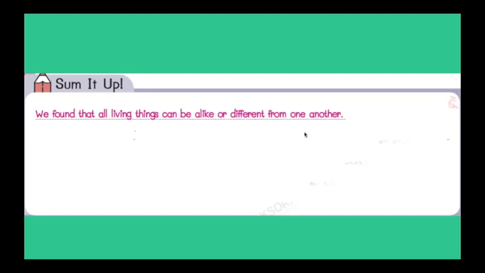What else did we find? We found that the same group of them has the same features. Grass and rose can produce their own food, but they cannot change place by themselves, right? For example, ant and dog cannot produce their own food, but they can change place by themselves, right?